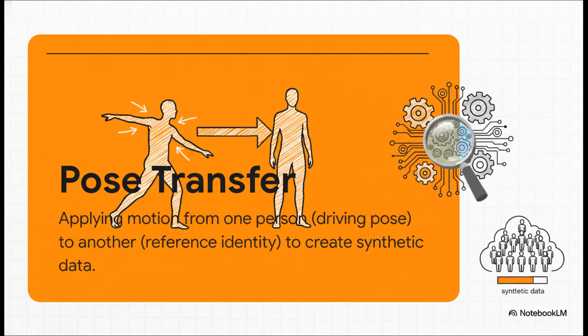So, what's the solution? Well, it's a really clever technique called pose transfer, and it is a total game changer. Basically, you can take the motion from a person in one video and just apply it to a completely different person or character. This lets you create a massive, nearly infinite amount of brand new, high quality, and totally controllable training data. It's synthetic, but it's perfect for the AI.